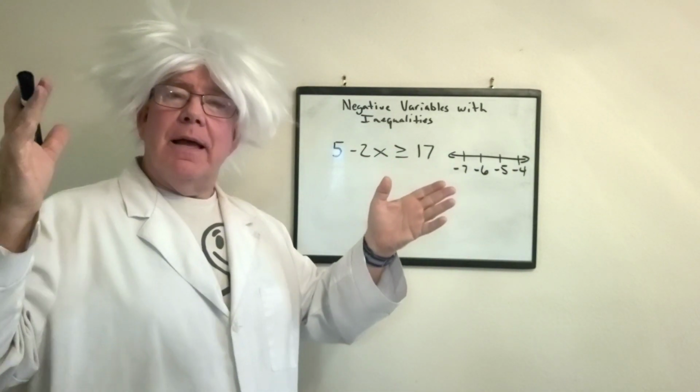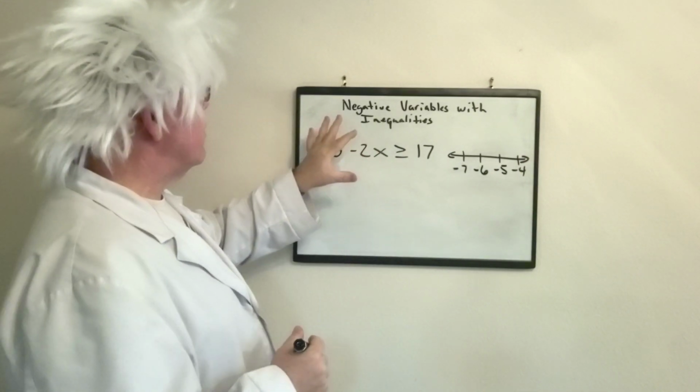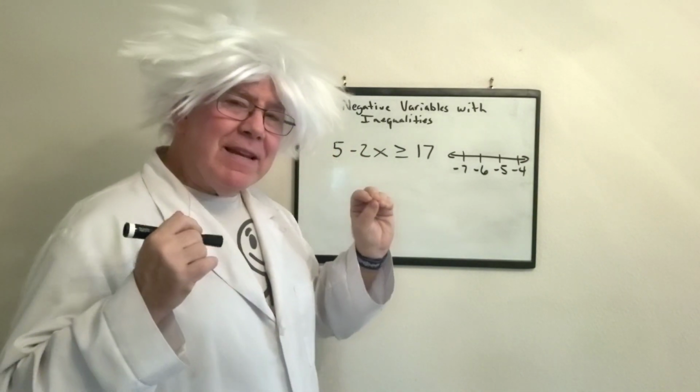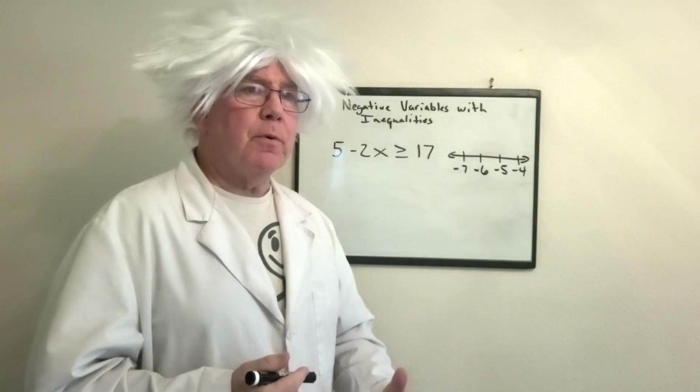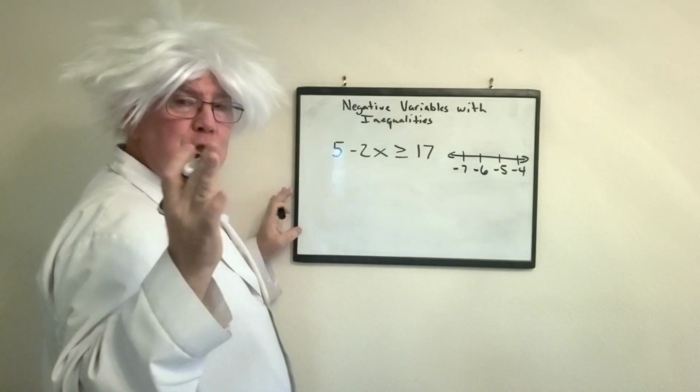This has been an inequalities lesson. We did one step, two step. Now we're going to do where we have a negative number in front of the variable. So first things first, we have our problem here. So it's a two-step inequality.